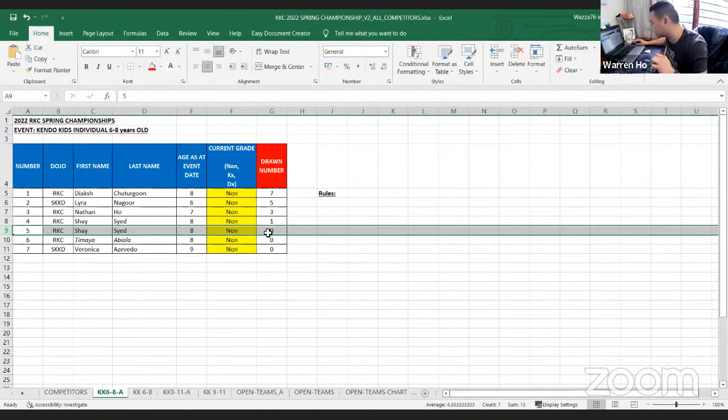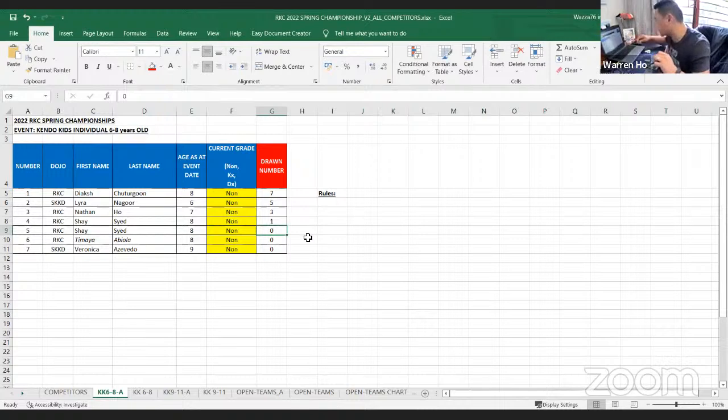Okay, so Shay's number 6. No, sorry, a lie. Shay was number 1. Shay was number 1, right? Number 6 goes back in. I need to redraw Diash because Diash is no longer in number 7. There's only 6 kids. Sorry guys, having a bit of a brain fart today.